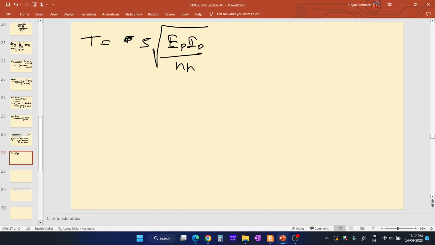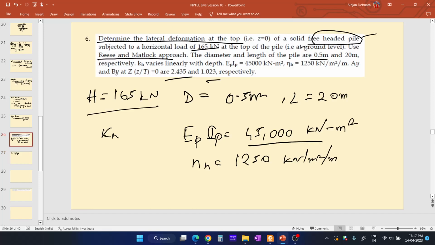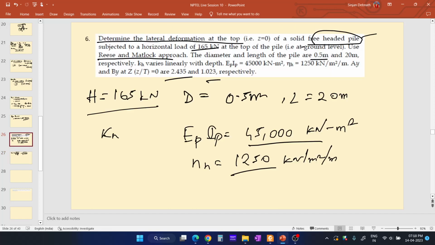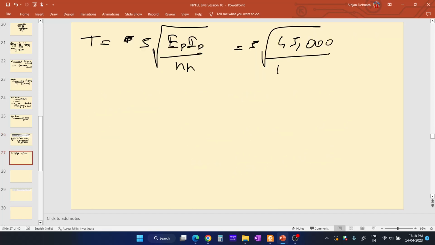Now if you put all the values of the parameters into this equation, we know EpIp is 45,000 and NH is equal to 1250. So the 5th root of 45,000 divided by 1250. Now if you calculate this, you will get the value of T, that is the relative stiffness factor. It is 2.05 meter.